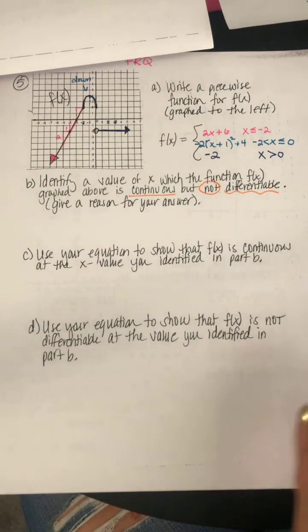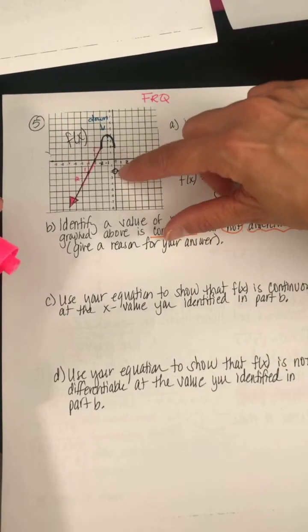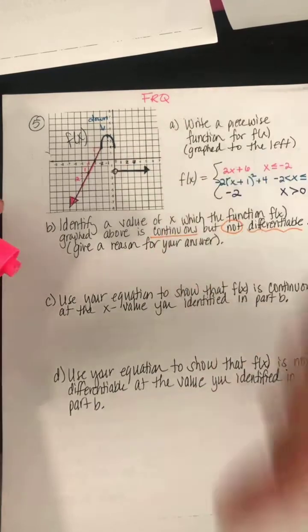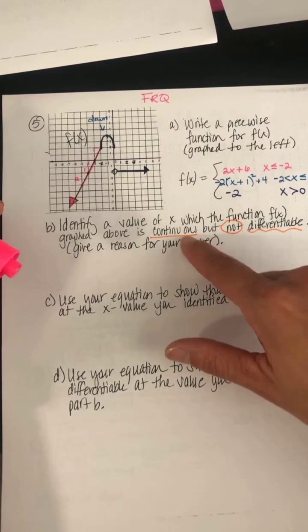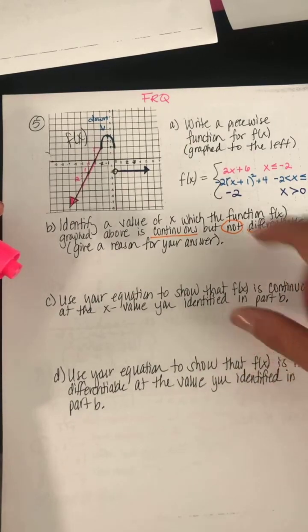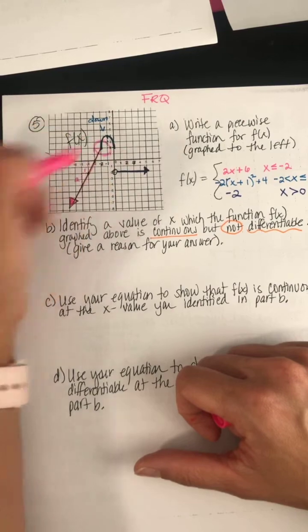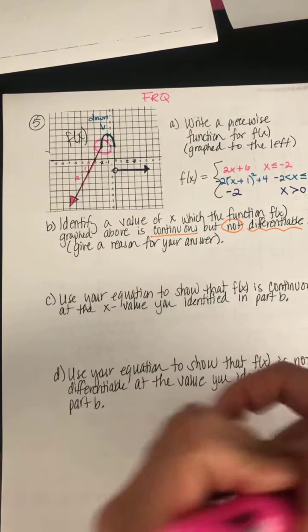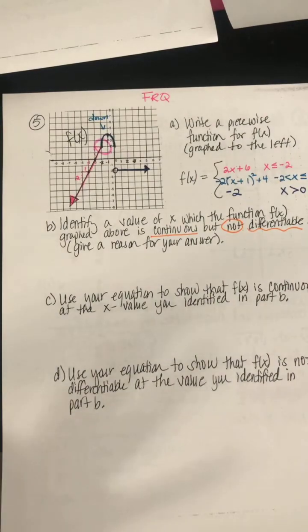I know that I have a discontinuity here, so it is not continuous here. So that's not it. And I also know that the derivative won't exist here, but it needs to be continuous and not differentiable. So there is a spot right there. There's a corner. And I know that that is continuous there because there's no hole, gap, asymptote, nothing.